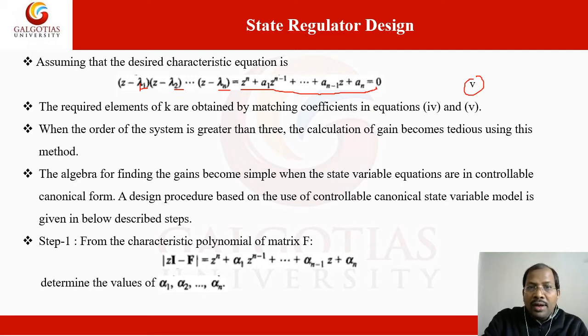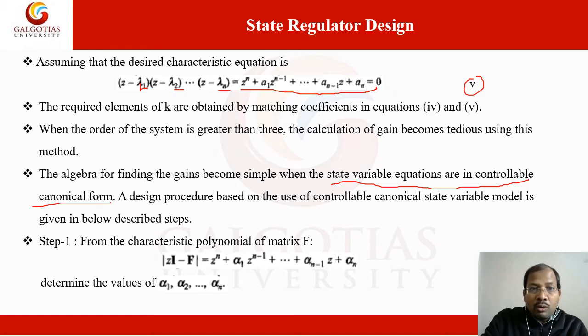The algebra for finding the gains becomes simple when the state variable equations are in controllable canonical form, which was already discussed. When designing the state feedback controller, we have to represent the system in controllable canonical form. If we are going to design the state observer, then we have to convert the system into observable canonical form. In this way we can easily find the state feedback gains.